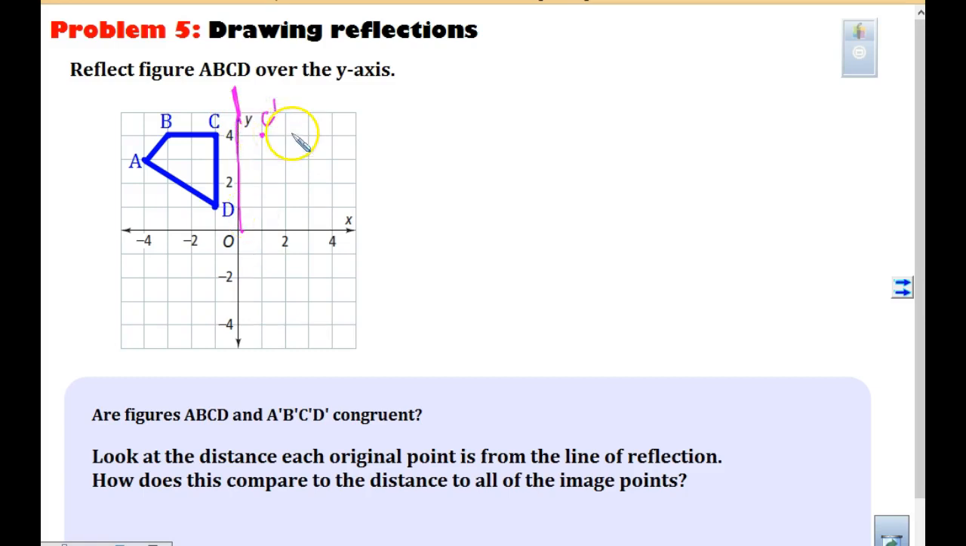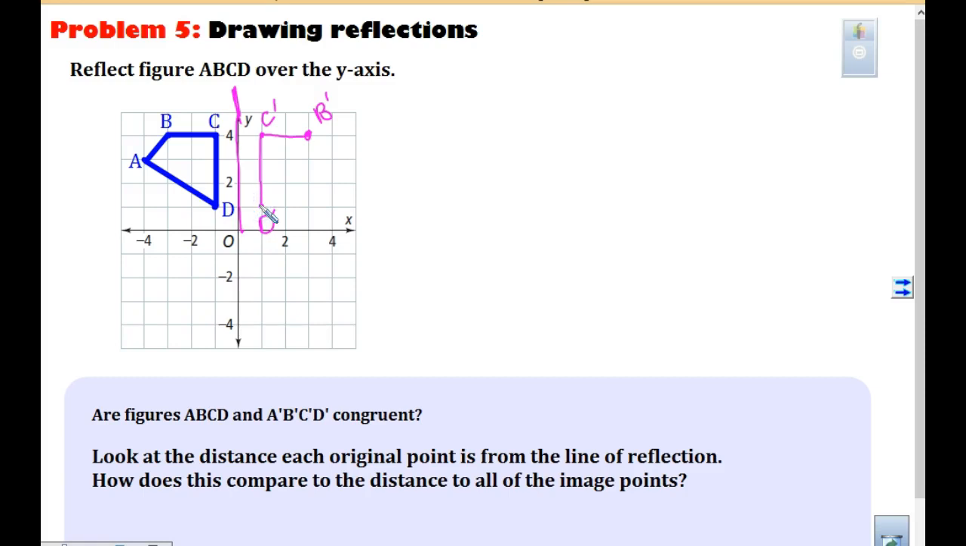We notice that B is 2 down from C. So 2 down from C is going to be our B prime. Okay? If I'm looking at where D is 1 away from the y-axis, so D prime. So I don't need to necessarily list the points, right? I just need to make sure I'm drawing it correctly.